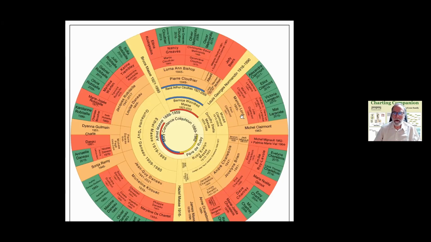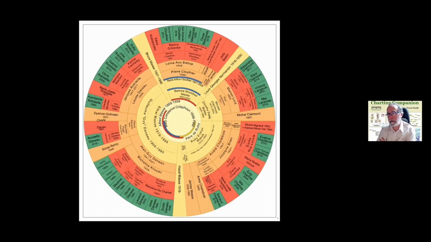Now, most genealogy programs can do ancestor charts. Charting Companion is the only program that can do a descendant fan chart. Now, the way this works is at the center would be your ancestor, grandparents, great-grandparents. In this case, they are my grandparents. The next ring is my uncles and aunts and my parents. The next ring is my cousins and I. The next ring is our children, my children and nieces and nephews, and so on.